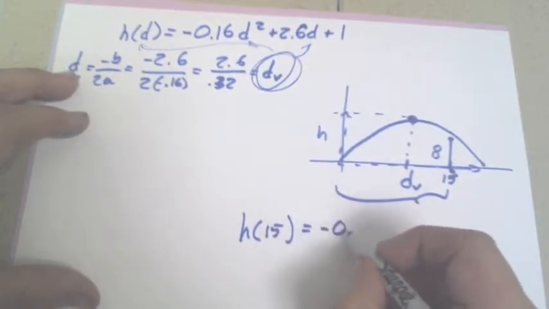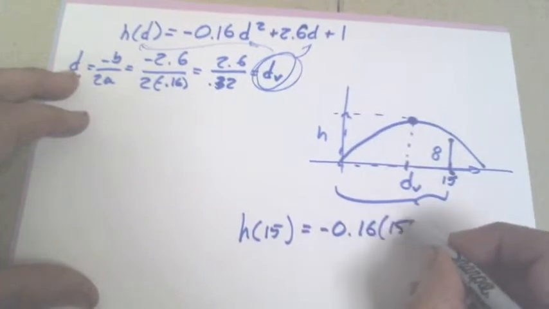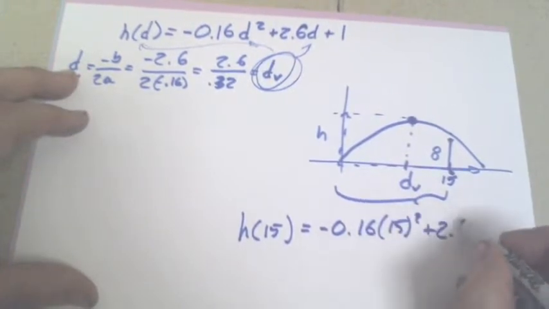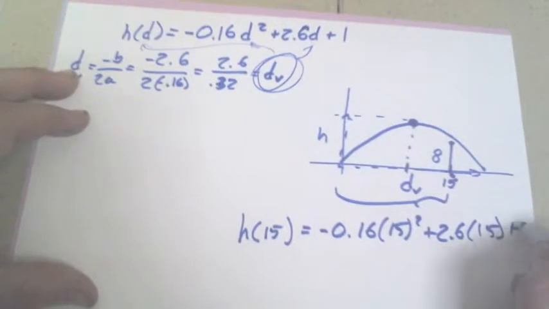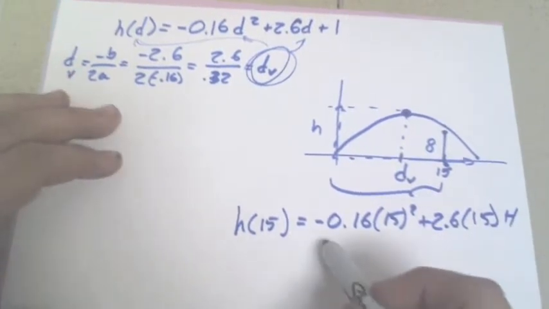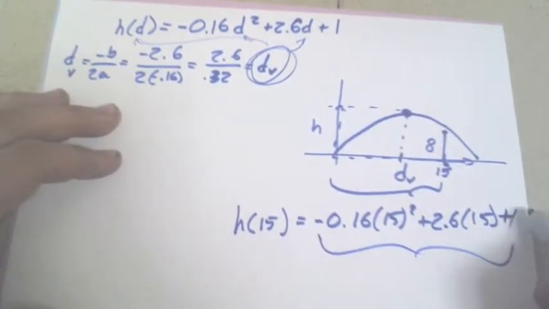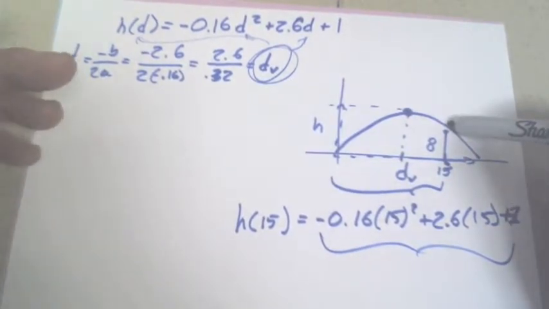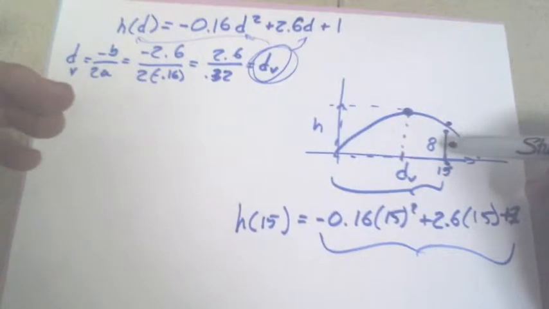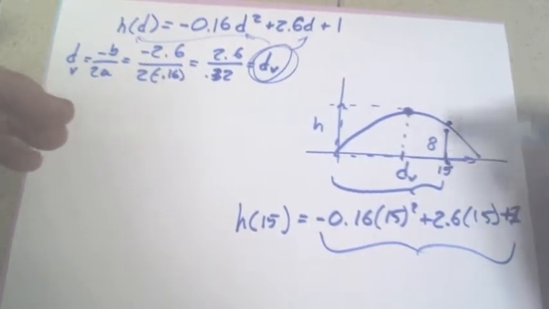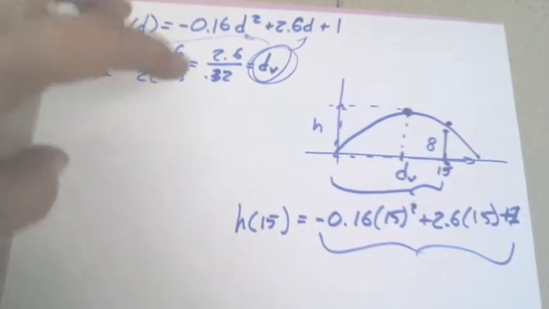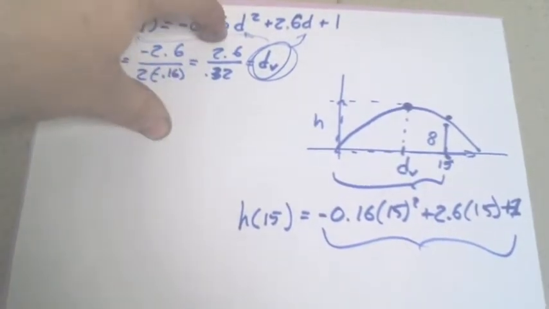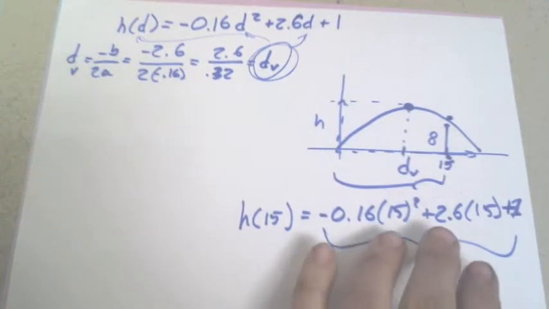So negative 0.16 times 15 squared plus 2.6 times 15 plus 1. That's just a number. You've got very fancy calculators. Find out what that number is. If it's more than 8, it's above the fence. If it's less than 8, it's below the fence. It's just a yes or no question at that point. But make sure you separate the idea of where is the vertex versus this fence.